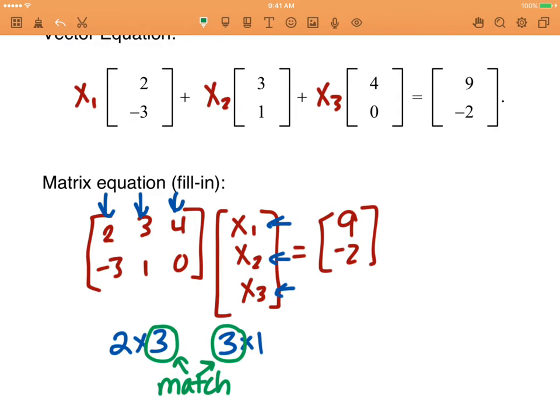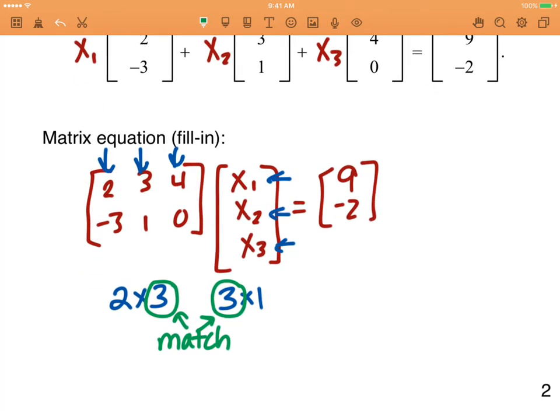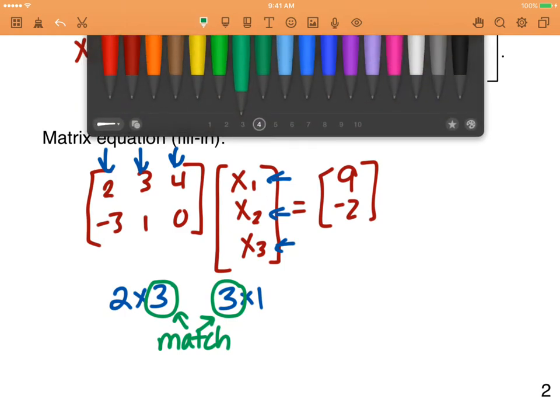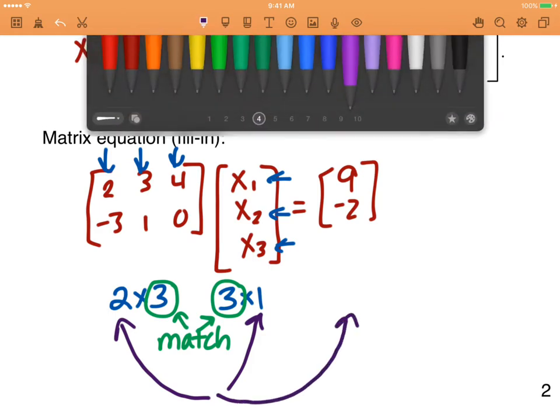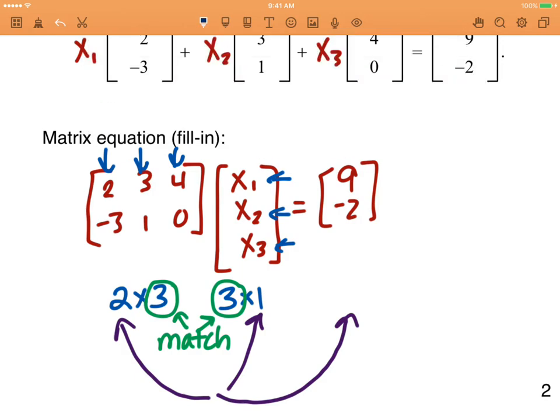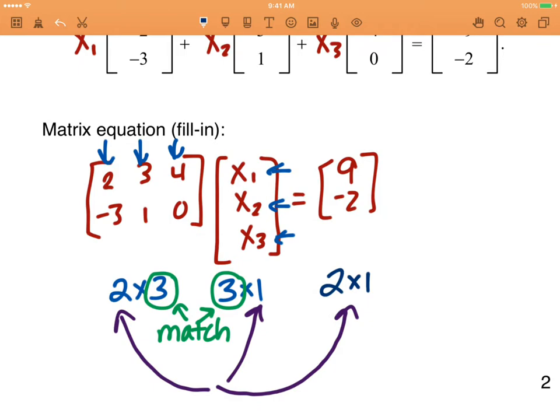And furthermore, the 2 and the 1 combine to make the dimensions of the final result, which is 2 by 1. And that'll always happen. Okay, next page.